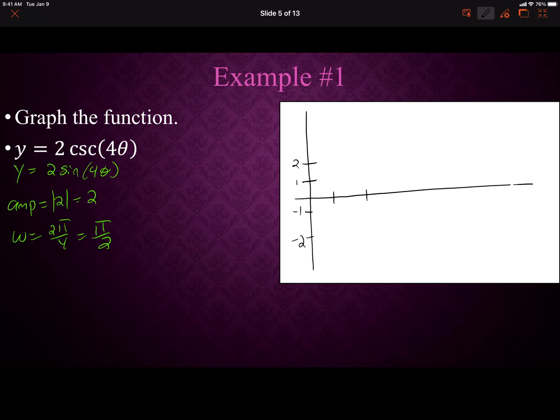With our 4 horizontal values of pi over 8 for the quarter period, pi over 4 for the half period, 3 pi over 8 for the 3/4 period, and pi over 2 for the full period. And then when we plot out those points, we're starting at 0 for sine, going up to 2 because it's a positive 2 value, back to the mid, down to the valley, back to the mid. And unlike the sine curve, we're not going to connect those dots to make the U.